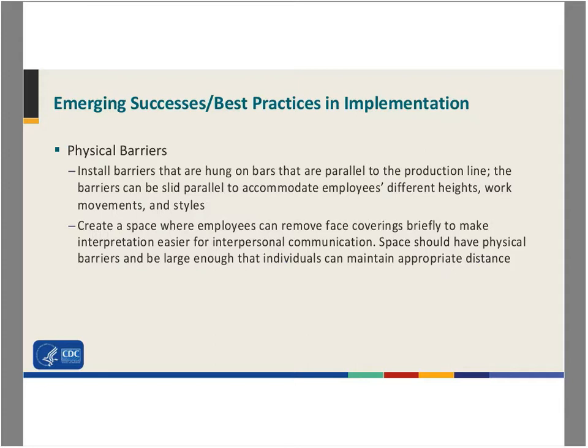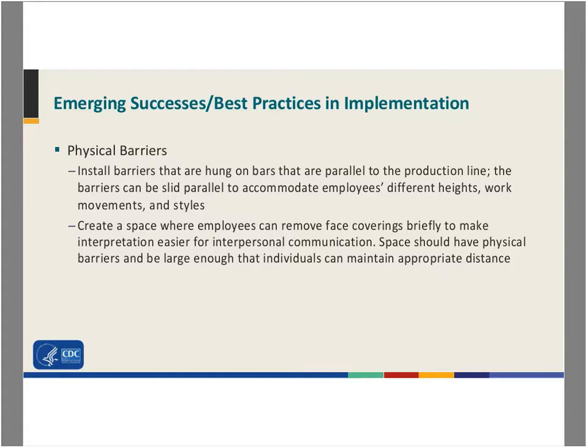Physical barriers. We've seen a lot of success in implementing physical barriers along production lines. What we've seen that works the best, though, is to hang these on bars that are parallel to the production line, and then they can be slid to accommodate different heights of workers and different movements and work styles. Always keep in mind that there could be a safety hazard, so it needs to be evaluated.